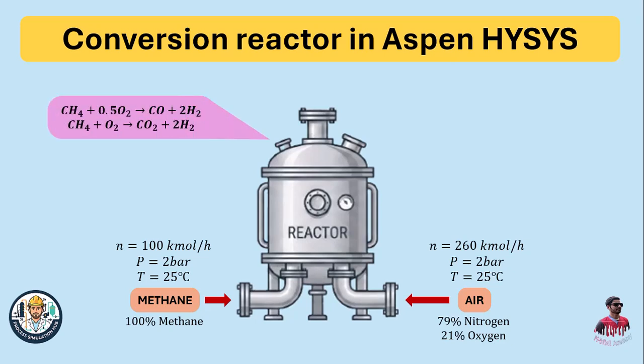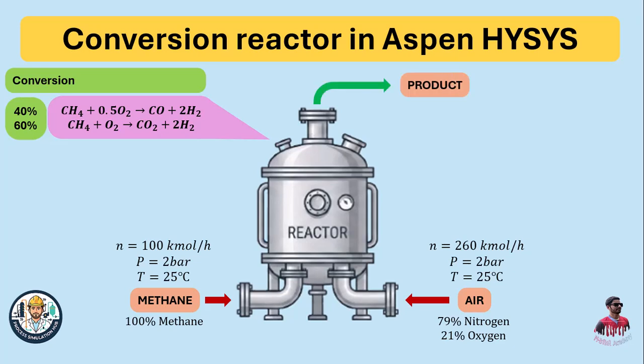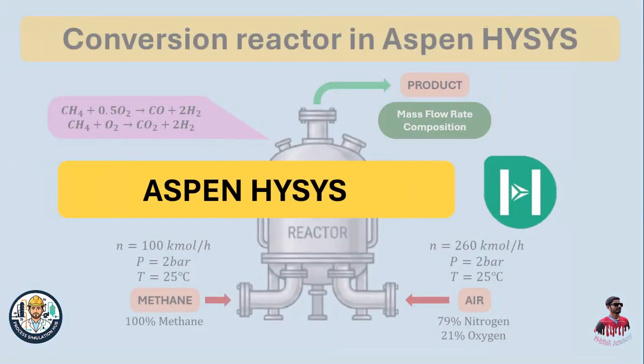Methane and oxygen are reactants, and they react to form carbon dioxide, carbon monoxide, and hydrogen gas. The conversion of first reaction is 40% and of second reaction is 60%. The outlet stream is product stream whose flow rate and composition needs to be determined. Now, we will model this whole process flow diagram in Aspen HYSYS.